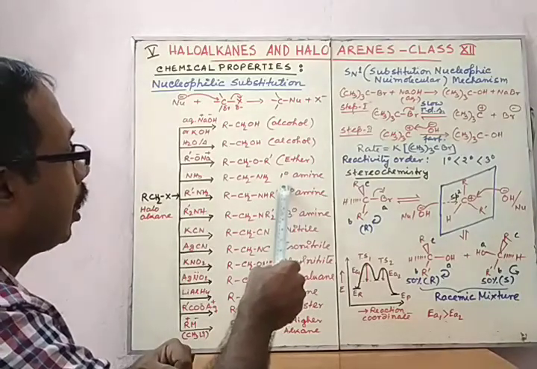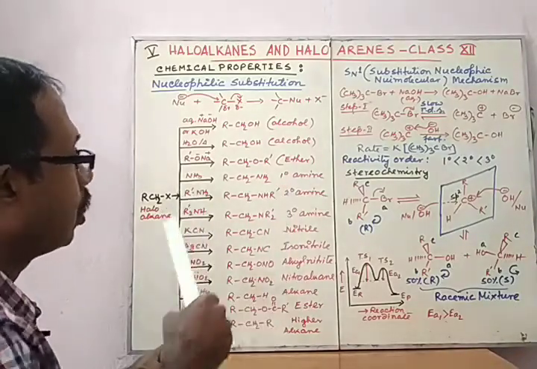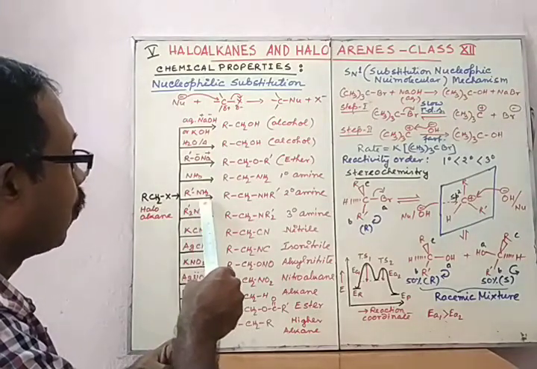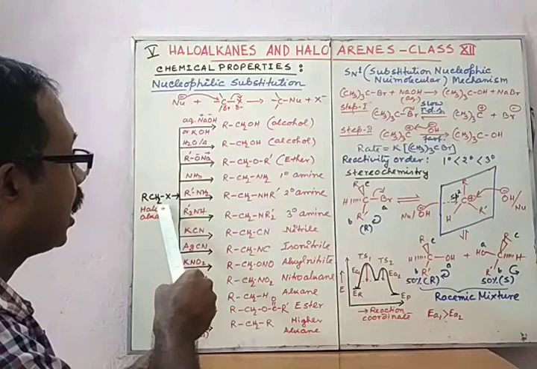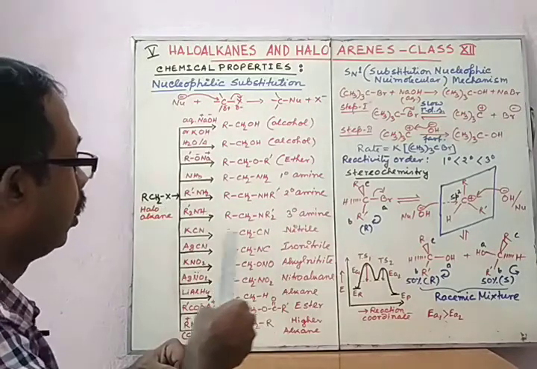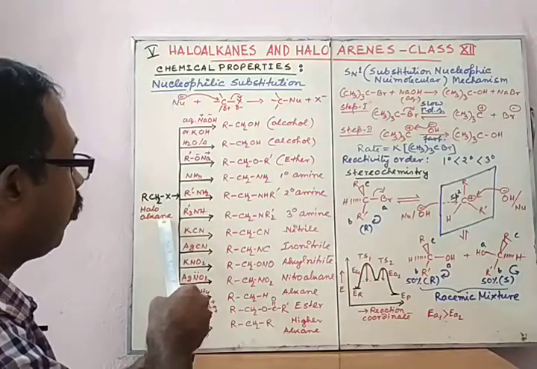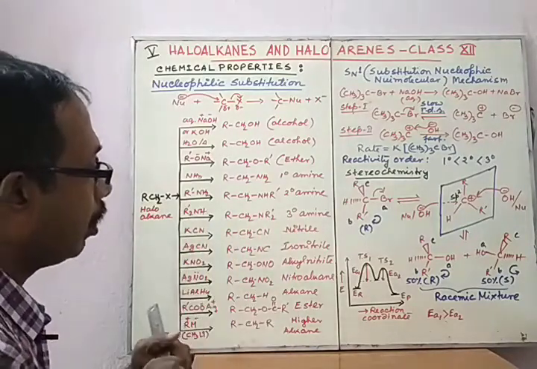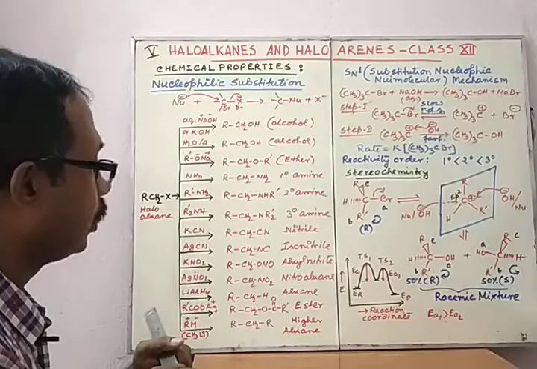Now primary amine can be obtained from haloalkane by reaction with ammonia. Now substituted ammonia, that means 1 degree amine, when it reacts with haloalkane we get the 2 degree amine. 2 degree amine, when it reacts with haloalkane, we get the 3 degree amine by the substitution of the halogen.